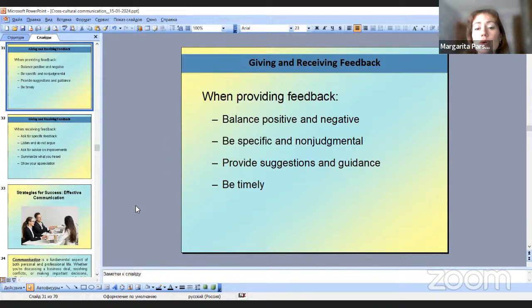Providing suggestions and guidance. Of course, when you propose your own suggestions, you ask the other people to give their own suggestions, their view of the whole problem or situation. To be timely. Of course, to know when you need to hear the other's answer to the question. When you have a meeting between people, it's forward and back communication.